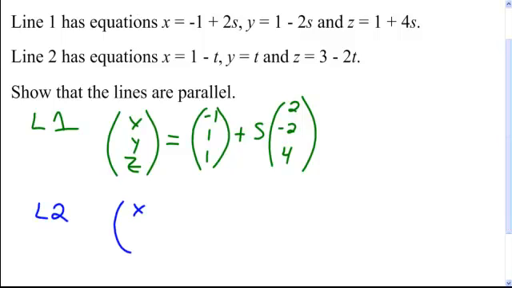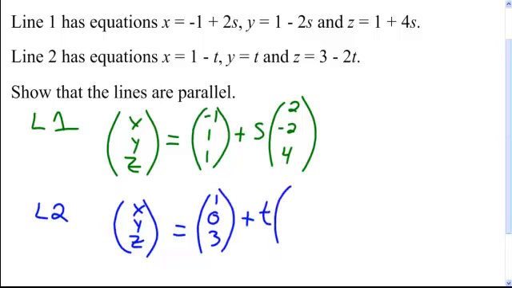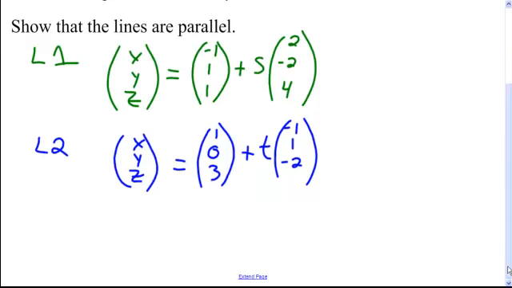And then for line 2, that's some x, y, z, and I have again that starting point, 1, 0, 3, plus t is its multiplier, times its direction vector, -1, 1, and -2. So if they're parallel, I should be able to take one of the direction vectors and multiply it by a constant to get the other. If that's true, then they are going to be parallel lines.